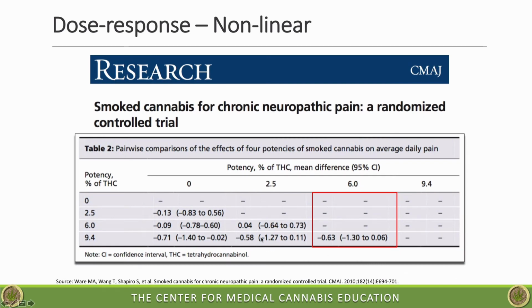So these confidence intervals, for the most part, are pretty wide. Some of them cross 0. And overall, these changes in pain, or the reductions in pain, are very small. That's a different conversation. The point of this really is about the absence of a clear dose-response relationship. And there are other studies like this. This is just one of the studies that looks at different doses or different potencies.